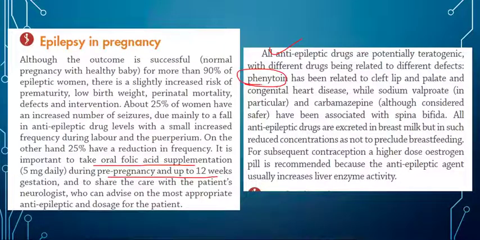Phenytoin is no longer the first line anti-epileptic, so we don't need to worry about it, but it can cause cleft lip, cleft palate, congenital heart disease. Sodium valproate can cause neural tube defect. And that's why we would usually avoid giving sodium valproate during pregnancy. And almost all antiepileptic drugs are excreted in breast milk also.